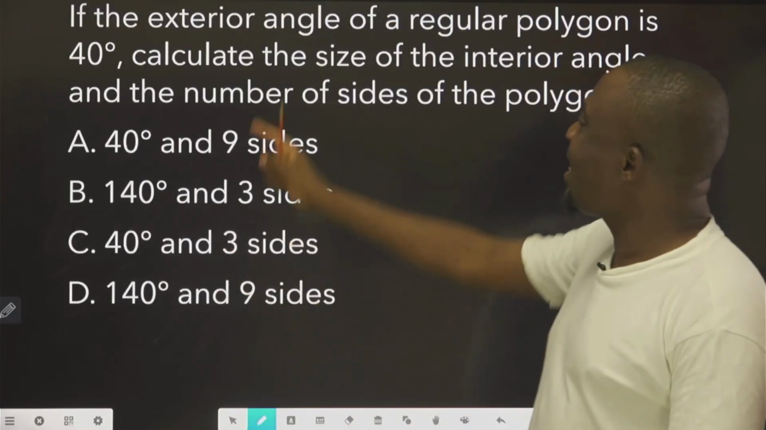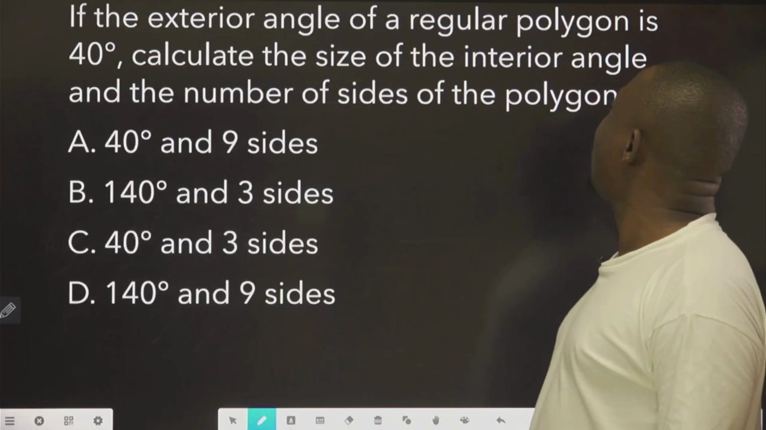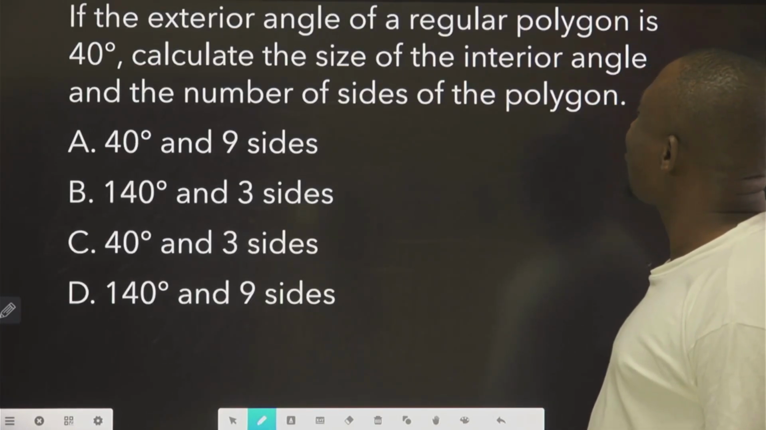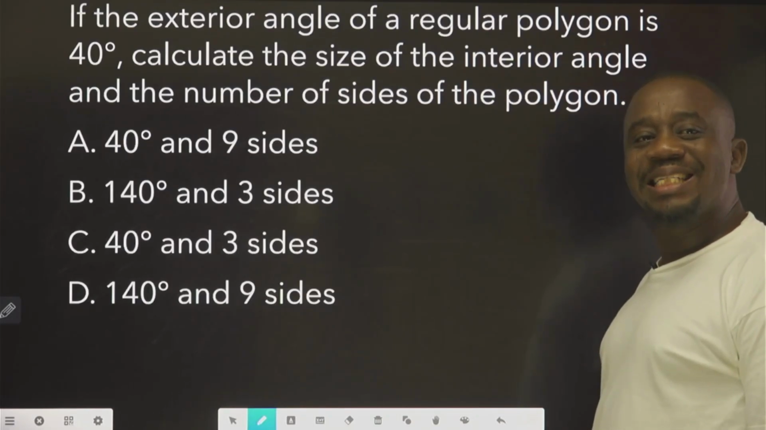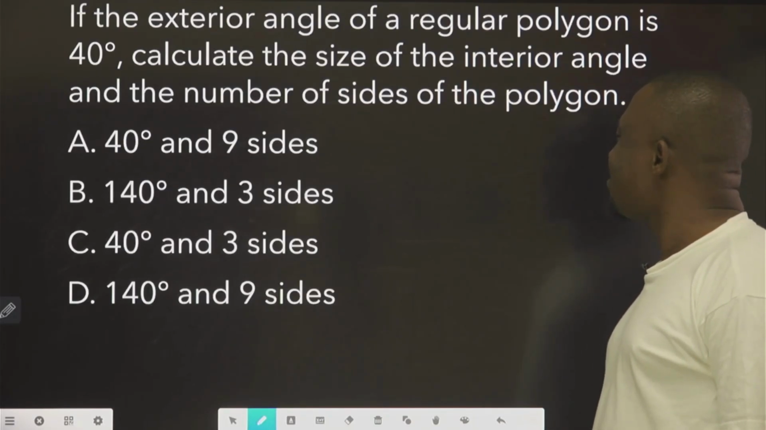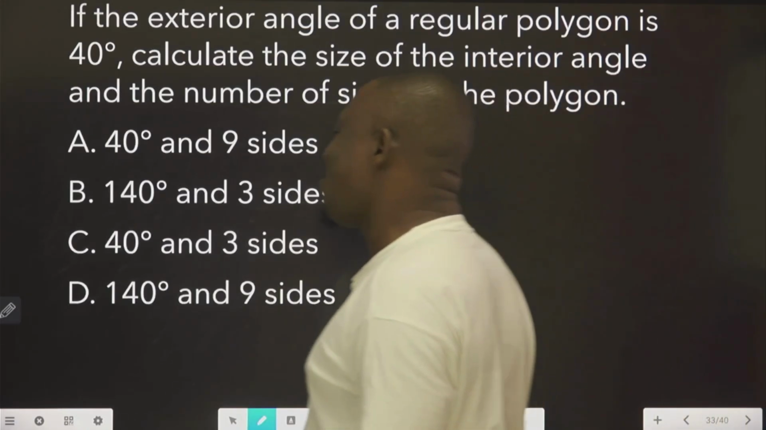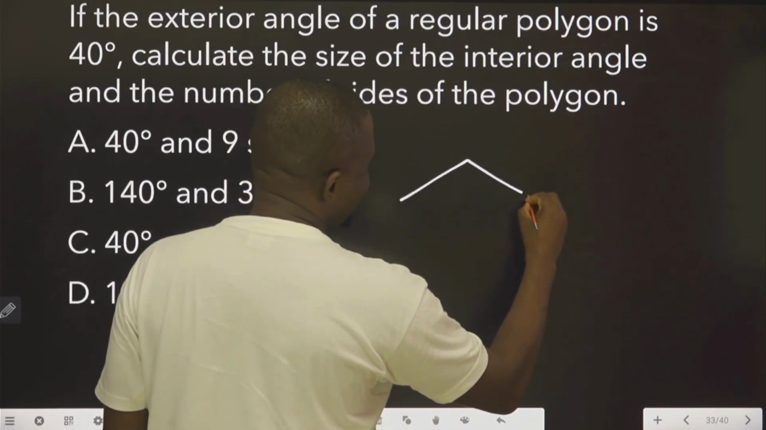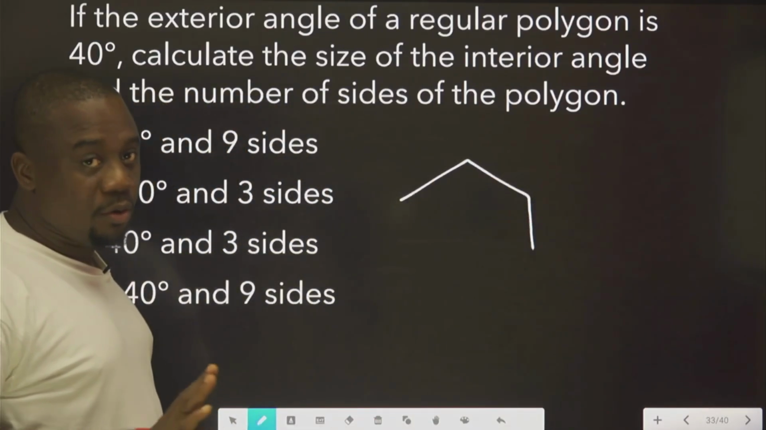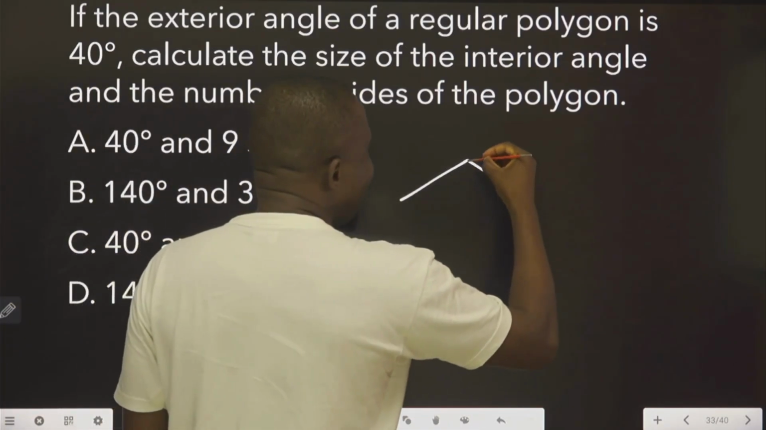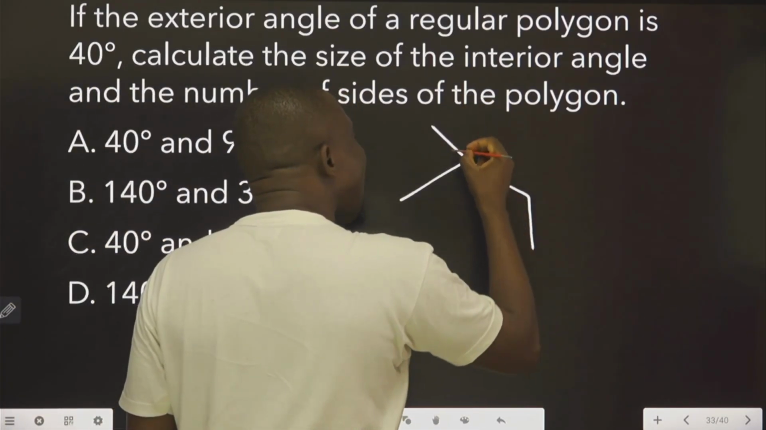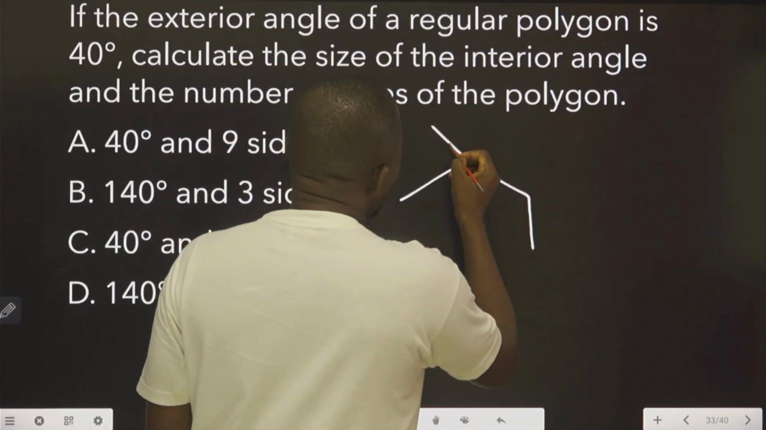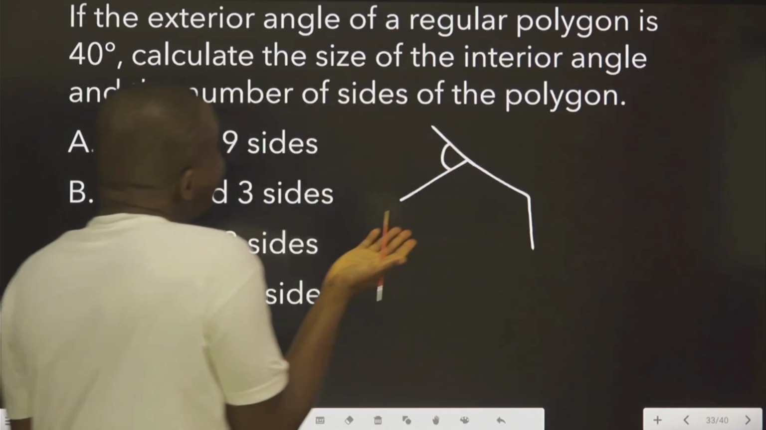It says, if the exterior angle of a regular polygon is 40 degrees, calculate the size of the interior angle and the number of sides of the polygon. How do you tackle this? Very easy. Remember, assume that this is a polygon. I don't want to finish it, okay, for a reason. They are telling you that what? This angle, for instance, not all of them, they did not say all, that is just one, okay? We have to consider that this is the one, for instance, they are talking about.